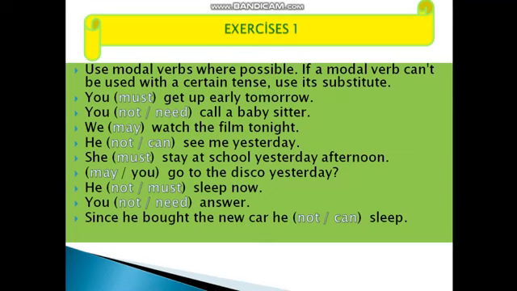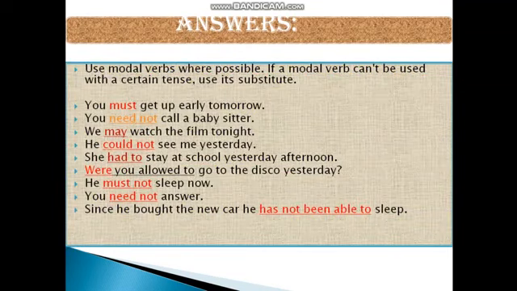The next sentence. Burada cümləmiz belədir. May you go to the disco yesterday? Biz bu cümlədə may'i bu formada yaza bilərik. Were you allowed to go to the disco yesterday? He mustn't sleep now. You needn't answer. And the last sentence, since he bought the new car, he has not been able to sleep.